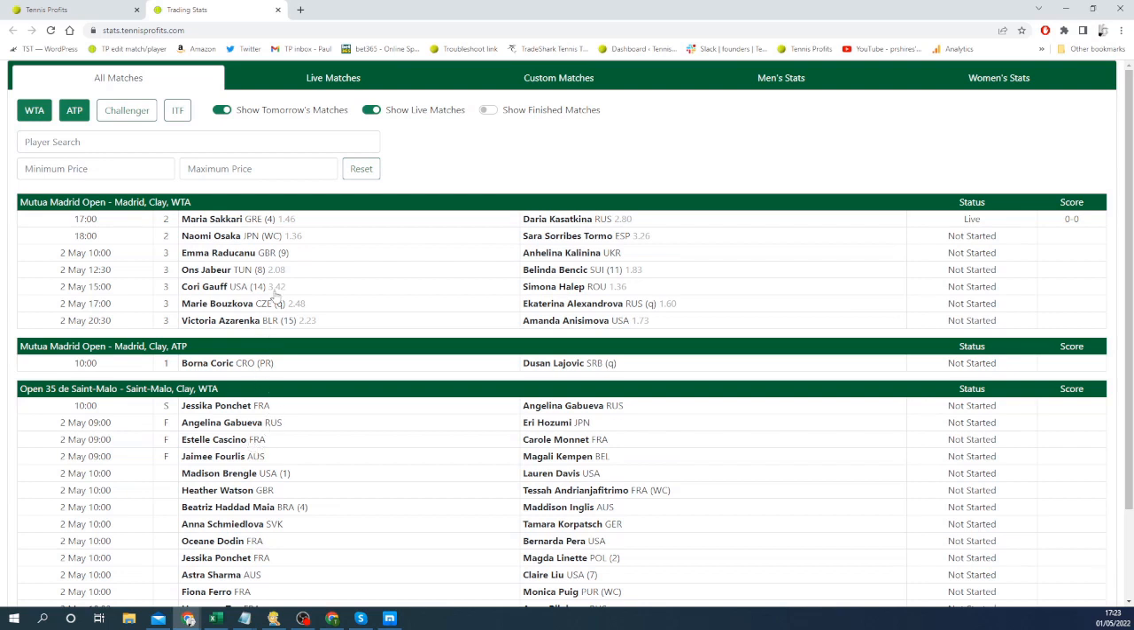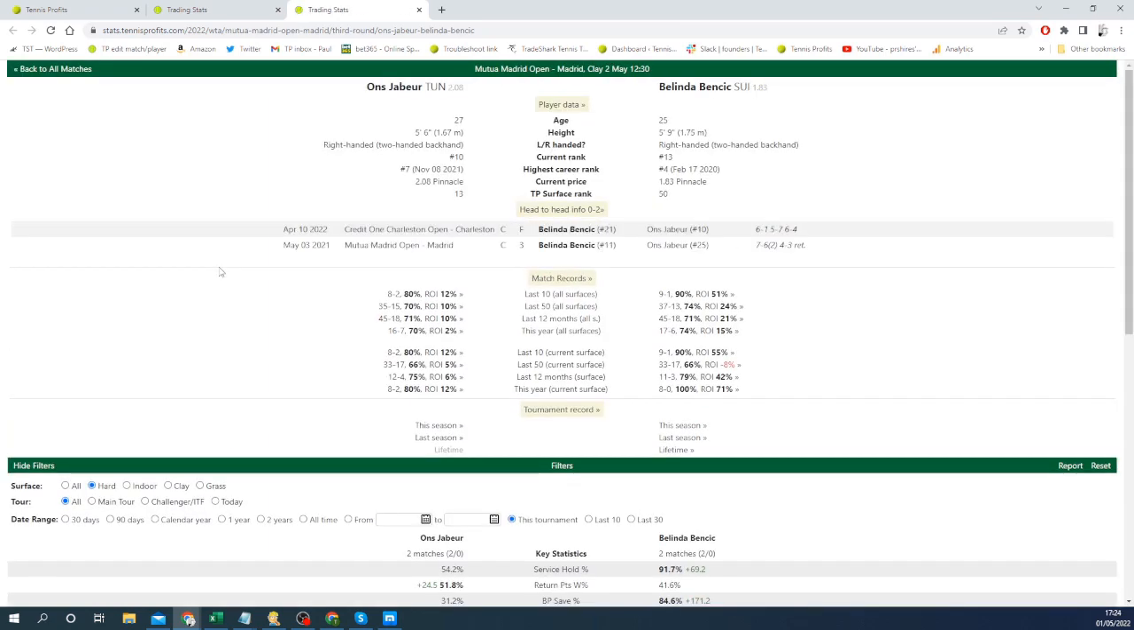So let's have a look at, which one shall we do? Let's have a look at this third round match, Jabeur and Bencic in Madrid. Right, I'm not necessarily going to go through how I would research it, although I'll mention that as I go along. I'm going to try and show you how you can use all the information on the page. Just because I do something a particular way certainly doesn't mean it's the right way.